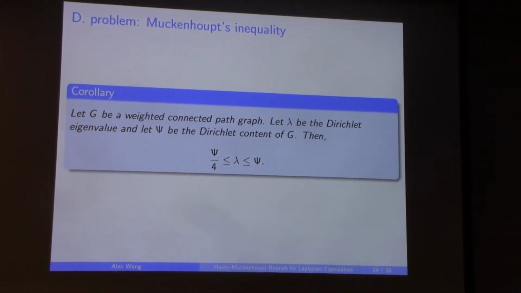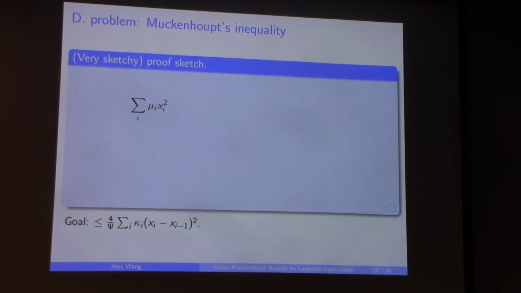But before that, I'm going to tell you a few quick words about how you would attempt to prove Muckenhoupt's weighted Hardy inequality. I thought that there were a couple of very cute tricks there, so I wanted to show you a very high-level overview of how you would do it. This is just a very sketchy proof sketch.